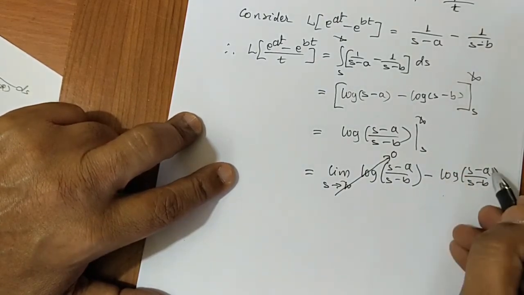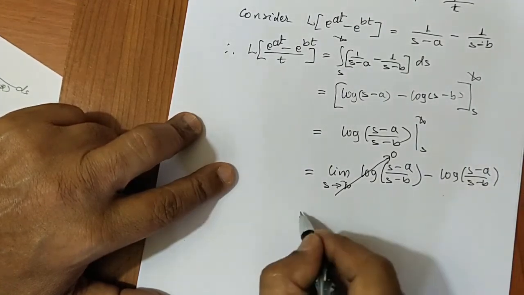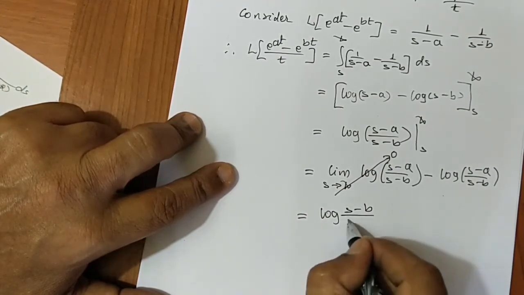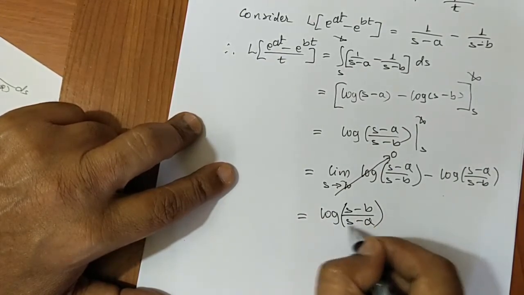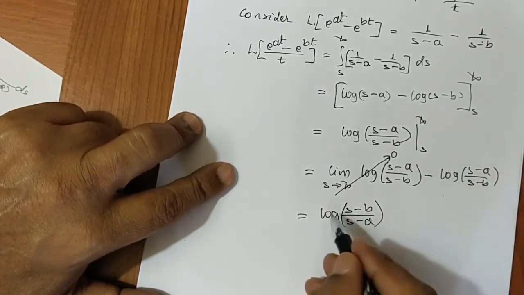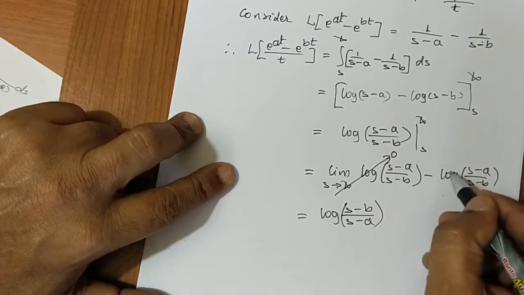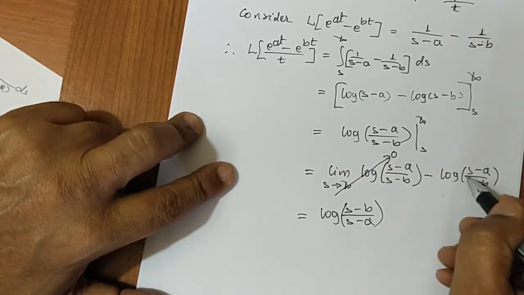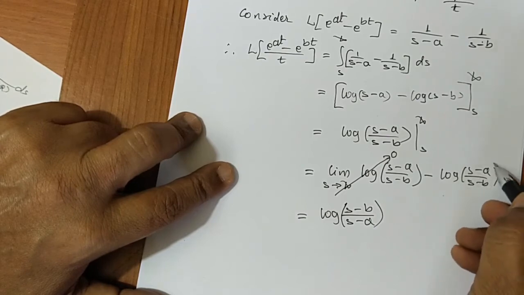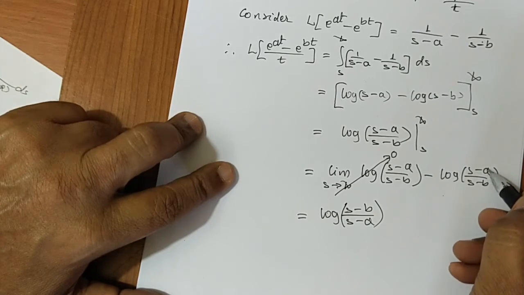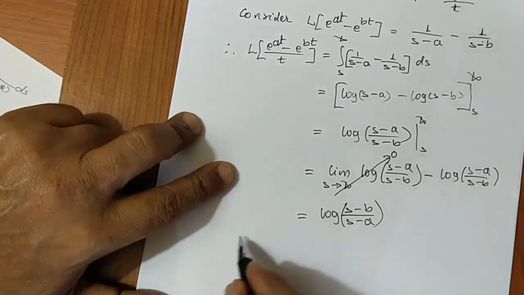And the minus sign becomes raised to minus 1. So this will be inverted. So this will be what? Log of s minus b over s minus a. Carefully observe here. It was earlier s minus a over s minus b. Since I have taken this negative sign, m times log a is log of a raised to m. So this will be log of s minus a over s minus b raised to minus 1. So this will be inverted. s minus b goes to the numerator, s minus a goes to the denominator.